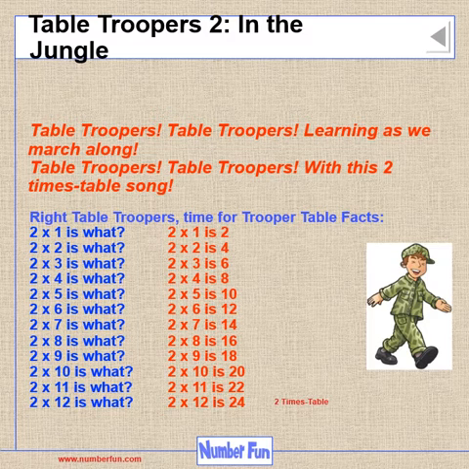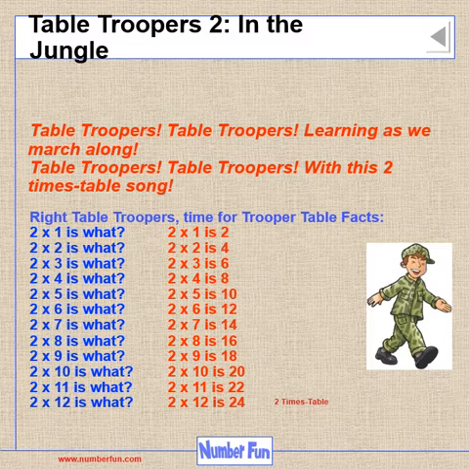2 times 7 is what? 2 times 7 is 40. 2 times 8 is what? 2 times 8 is 60. 2 times 9 is what? 2 times 9 is 80. 2 times 10 is what? 2 times 10 is 20. 2 times 11 is what? 2 times 11 is 22. 2 times 12 is what? 2 times 12 is 24.